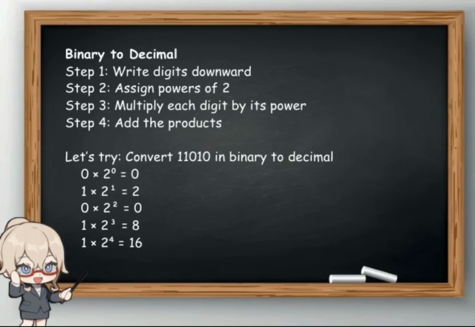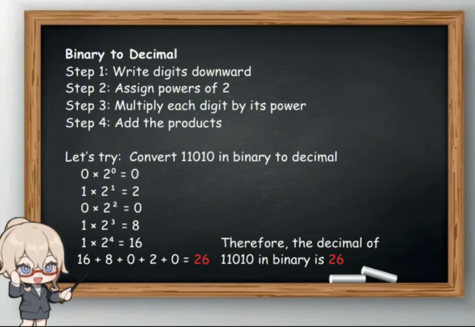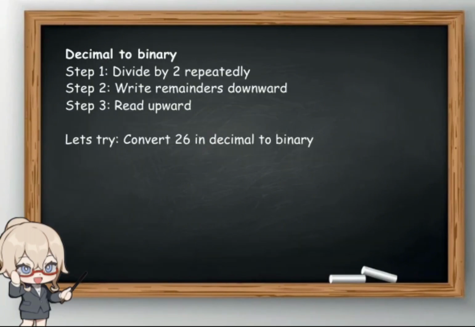And last, add the products. So 16 plus 8 plus 0 plus 2 plus 0 is equal to 26. Therefore, the decimal value of 11010 in binary is 26. Now, let's convert from decimal to binary.